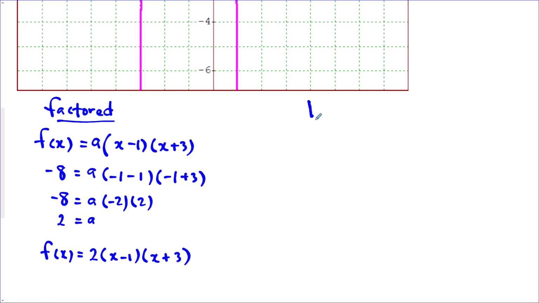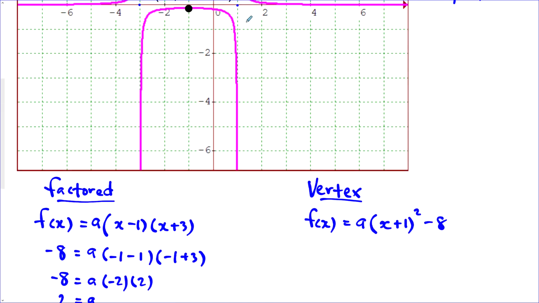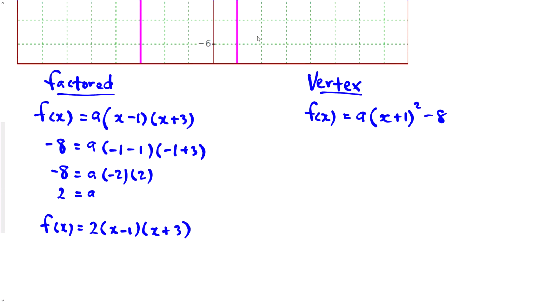Let's do it using the vertex. And this time we're going to be doing it in vertex form. So we still have the stretch a, and this time we're going to use the vertex. It was at -1 and -8, so that's x plus 1 squared minus 8. Now we need a point. We can't use the vertex like we did here. We need some other point. So let's use the x-intercept 1, 0. This one here. We'll put that in here.